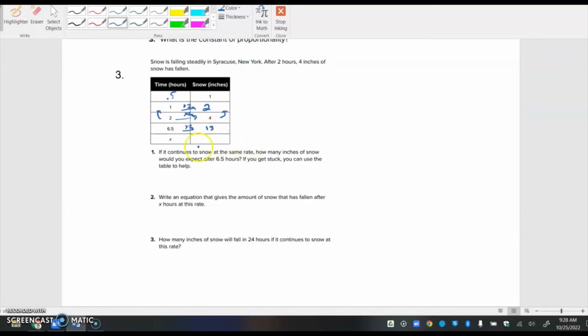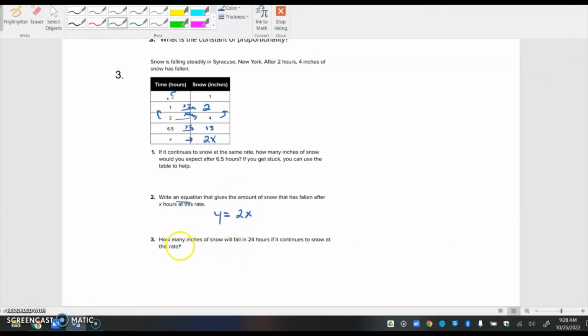And then the last one says, what about X hours? So how can I find any amount of time? Well, again, this constant of proportionality is we're just multiplying whatever our X is by 2. So we're taking 2 times X. So if I want to write an equation to find that, I would say Y equals, to find out my number of inches, I take 2 times however many hours have gone by. So Y is equal to 2X there for number 2.